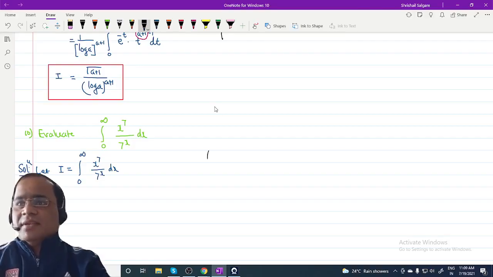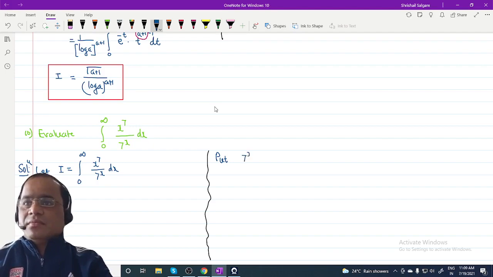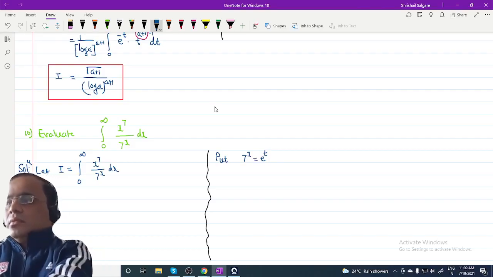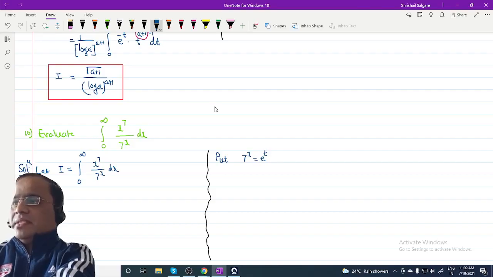Shreyash Patil, what is the substitution? Suraj Suryavanshi, what is the substitution? Manjit Patil, what is the substitution?